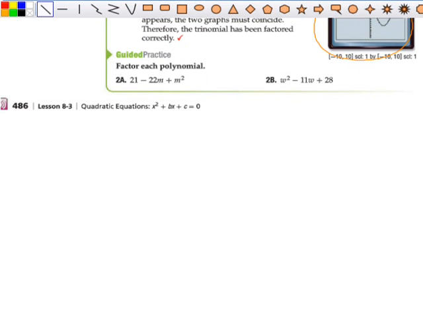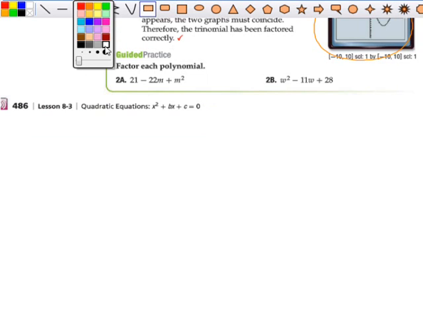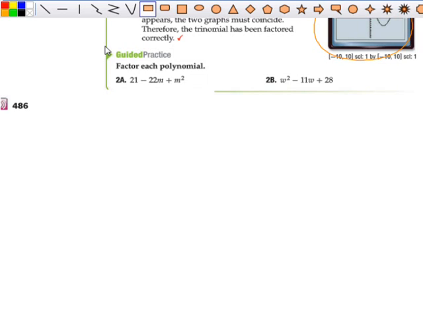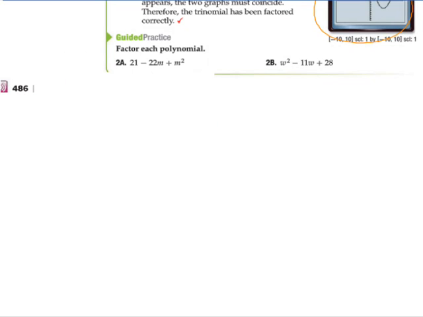But let's take a look at, I'm going to help you do 2A, and then you'll try 2B on your own. Again, I don't know why they put them in this order. I think it makes it more complicated, so I'm always going to rewrite it. So I have m squared minus 22m plus 21. And then I'm looking for two numbers that multiply to positive 21 but add to negative 22.